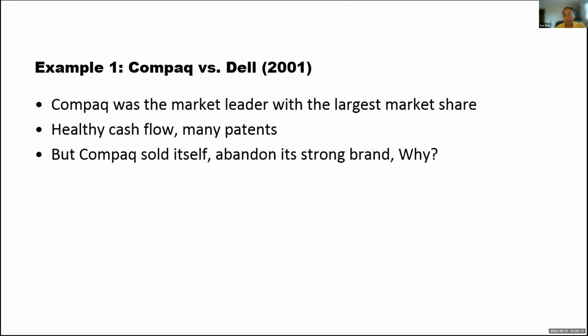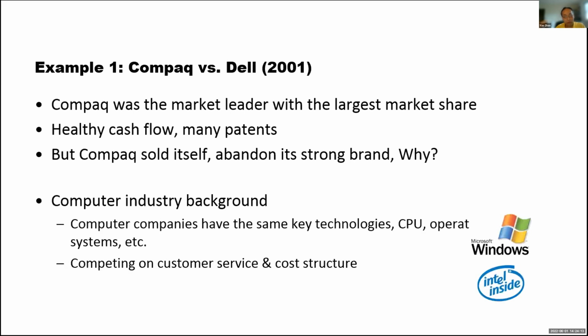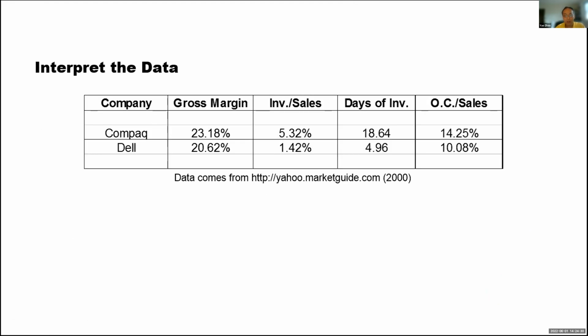Why? To answer this question, we have to understand a little bit of the computer industry background. We all know that computer companies have the same key technology and the same key suppliers for CPUs and operating systems, and they primarily compete on customer service and cost structure. So let's look at the data. If you really understand this data, you will know why Compaq sold itself.